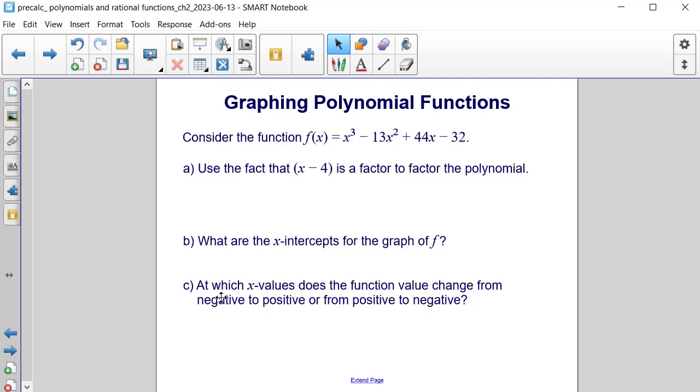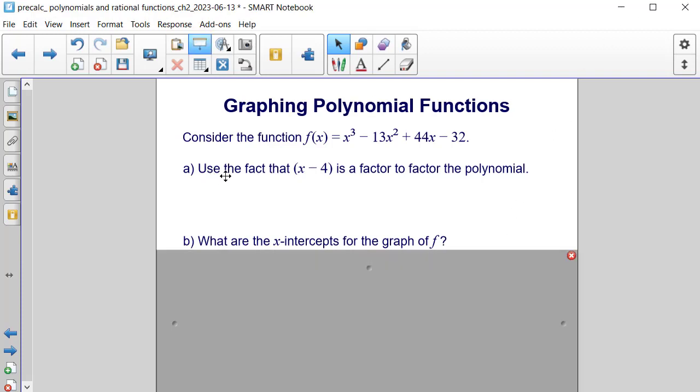And then we can answer the question, at which x values does the function value change from negative to positive or from positive to negative? Let's start with part A. Use the fact that x minus 4 is a factor in order to factor the polynomial.